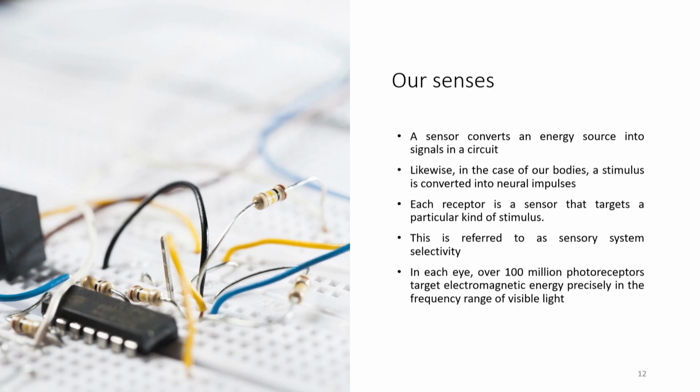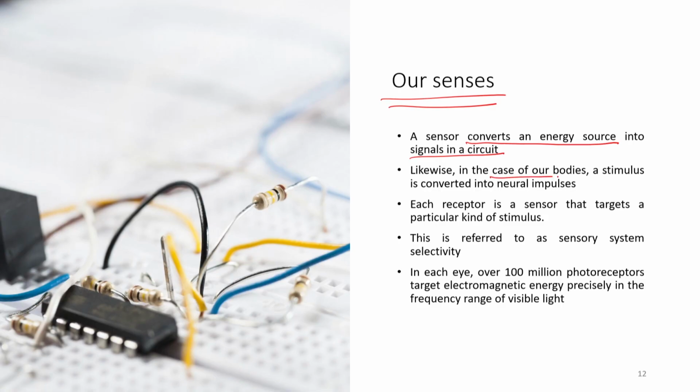If we think of our senses, firstly, a sensor, which we know from electrical engineering or college physics, is something that converts an energy source into signals in a circuit. So, we convert some source of energy, which may be voltage or current or flow, into signals. Likewise, in our bodies, a stimulus is converted into neural impulses.